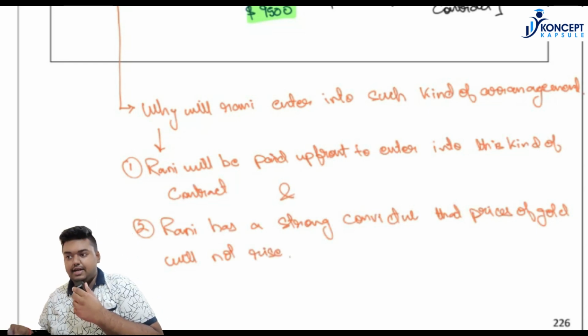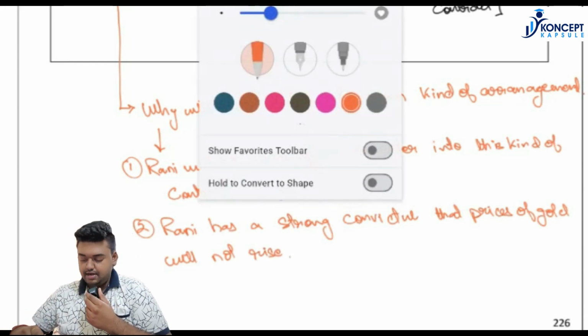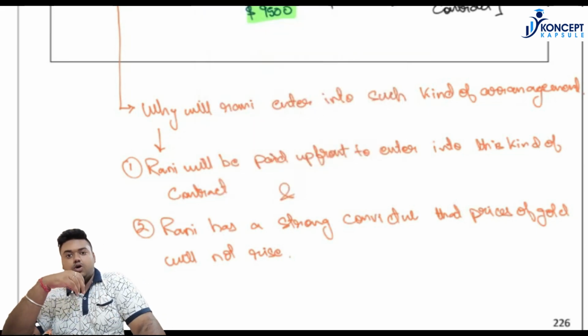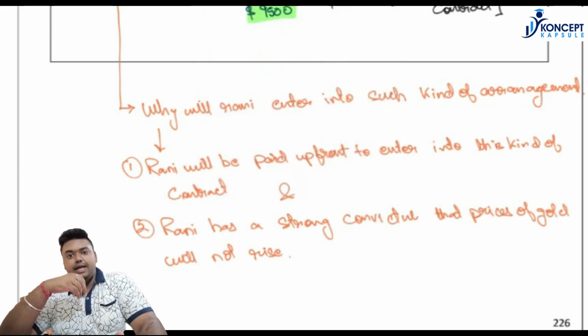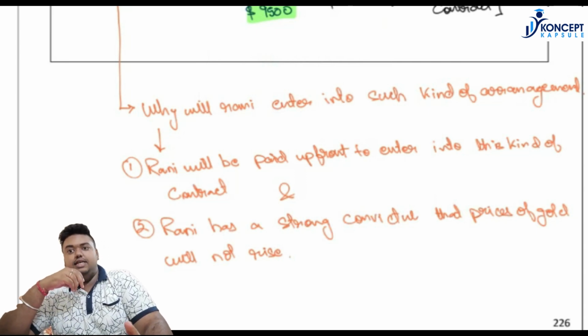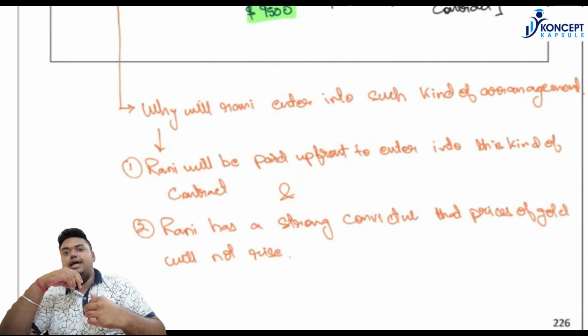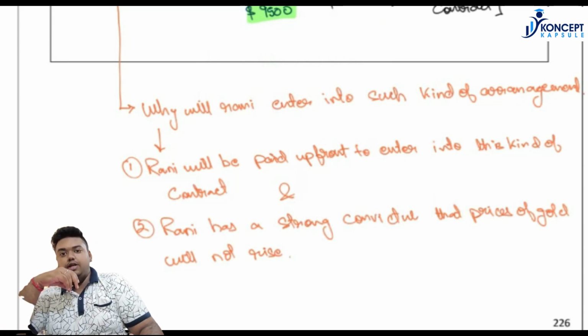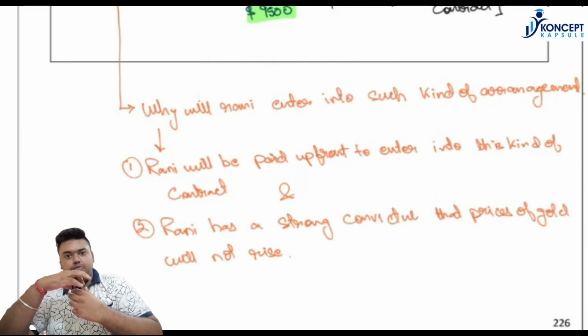So why will Rani enter into this kind of a contract? Rani will enter into this kind of contract only because Rani is getting paid upfront and Rani strongly believes that this agreement is most likely to get expired. Raju will never have the opportunity to exercise the agreement. Okay.